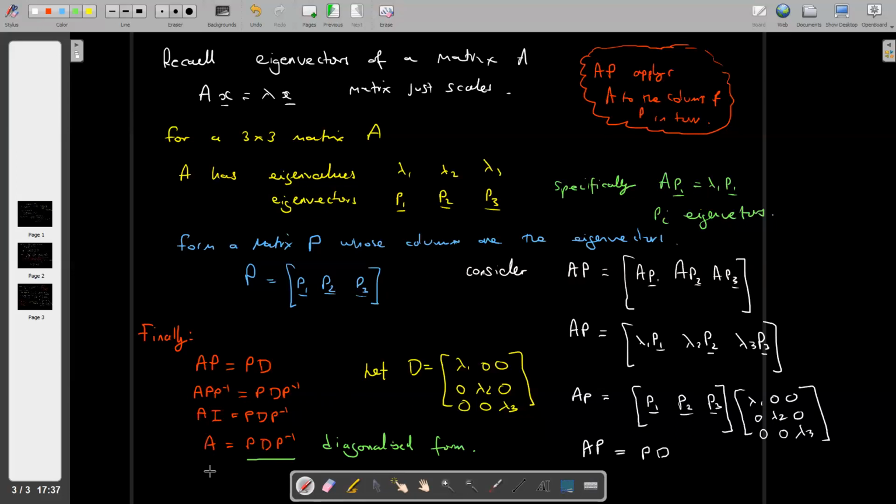So let's go for a specific example now. Let's diagonalize a nice matrix that's fairly tame to do. Let's diagonalize the matrix A, which is 2, 0, 0, 0, 1, negative 2, 0, negative 2, and 4. Okay, so we're going to diagonalize this matrix here.